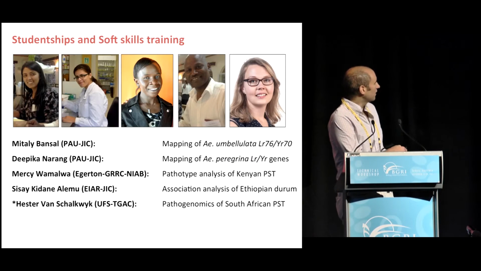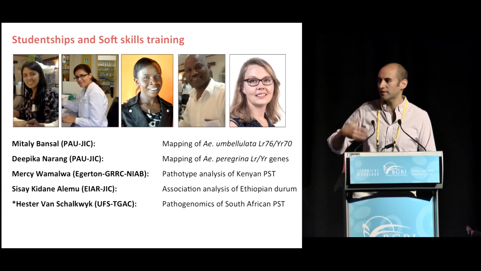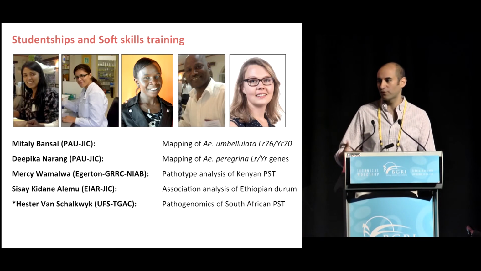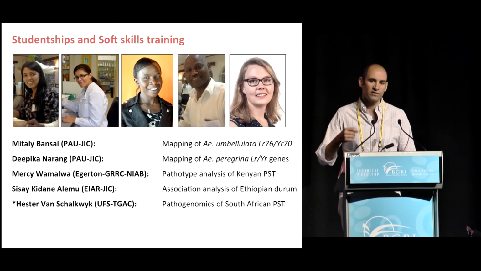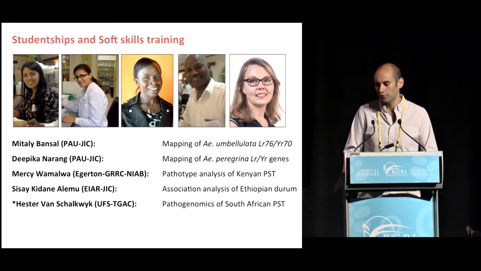And then Sisai is looking at Ethiopian durums. Again, he's made single-seed descent stocks of germplasm banks. He's taken 2 years to generate the germplasm, and finally now he's doing the genotyping and the phenotyping of that germplasm. But again, it took quite a lot of vision to generate the resource to now start doing this. And then Hester, you'll hear her talk quite shortly.